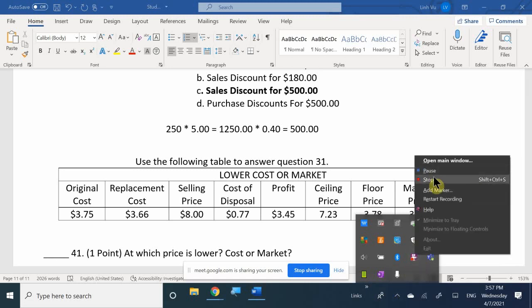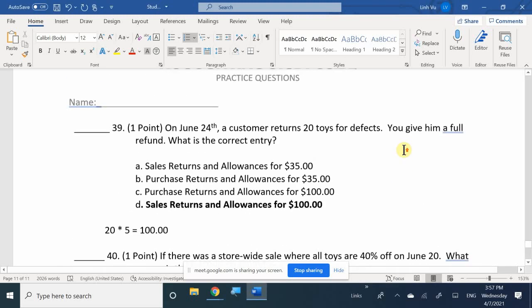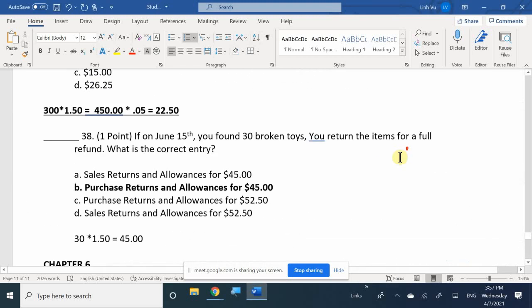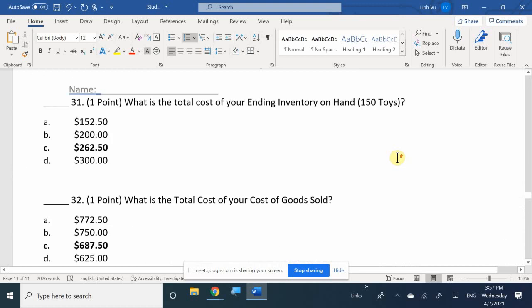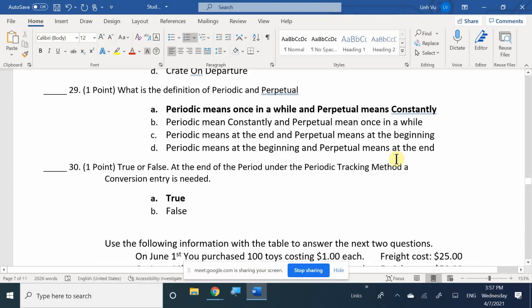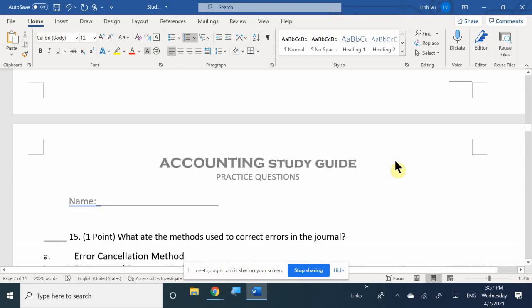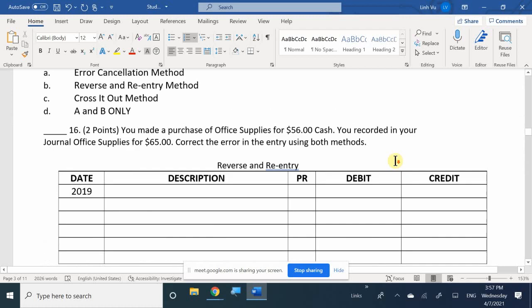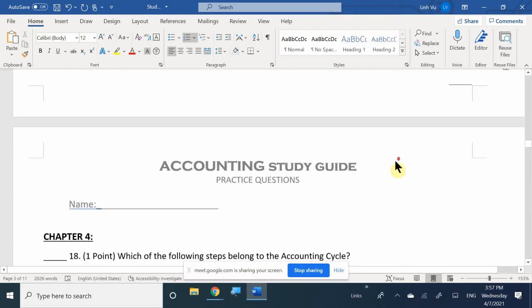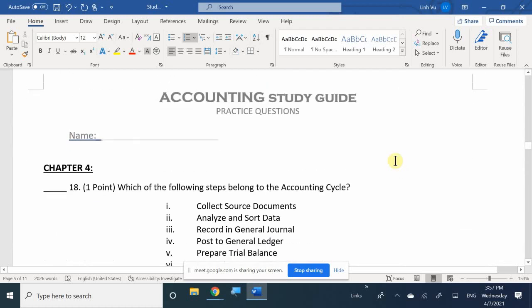Quick question. Can you explain question 18 again? For some reason I got the answer, I just keep questioning myself, and I'm not sure if that's right. It's chapter 4. Question 18, let me see.